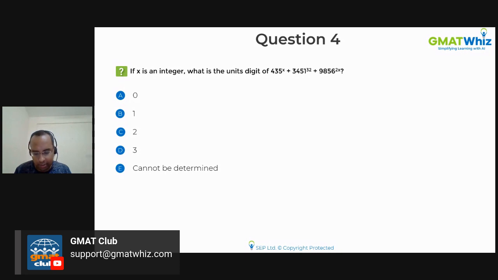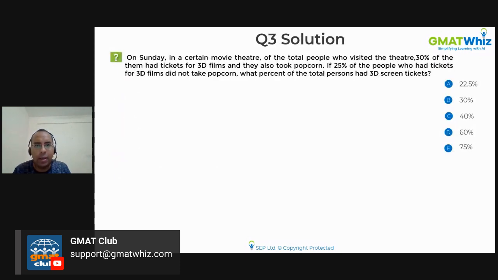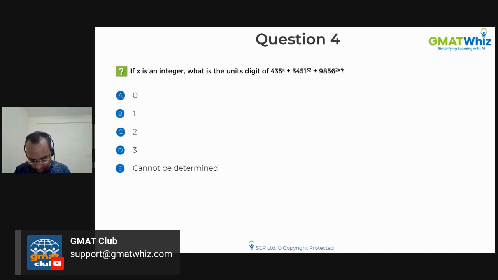Oscar, you're reading it. As I'm going just one second back, 30% when they're saying of them had tickets and they also took popcorn. So you have to read it in one go, Oscar. 30% is not just people who have 3D tickets. That is the mistake that you're making. They have 3D tickets and they also took popcorn. So I'm talking about the whole people, not just 30% of 3D tickets. I hope that answers your query.